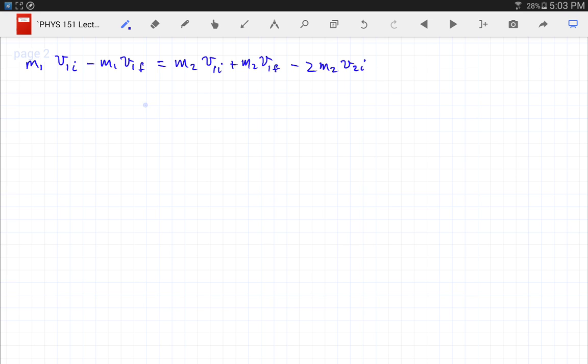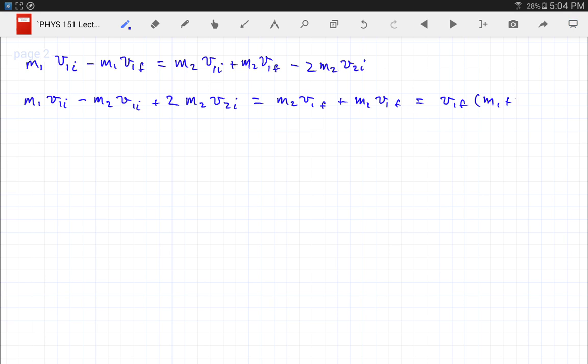So now doing my rearranging, I'm going to have M1 V1 initial. This one's going to go to the other side. This one comes over, so minus M2 V1 initial. This one here comes over, plus 2 M2 V2 initial equals M2 V1 final plus M1 V1 final. Of course, I can factor out the V1 final on the right hand side, and I have just M1 plus M2.